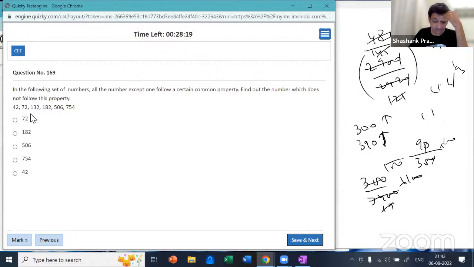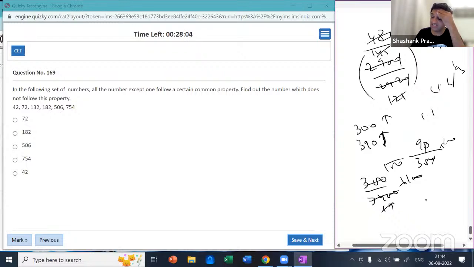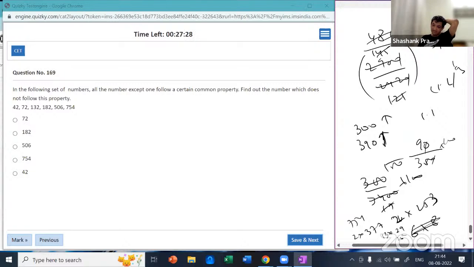Okay, 42, 72, 132, 182, 506, 754. 42, 6 into 7, 8 into 9, 11 into 12. 182 is 2 into 91. 13, 7, 13 into 14. And 506 is 2 into 253. 2 3s are 6. Sorry, 754. Let's see. 754 is 2 into 377. 377, 11, 13, 26. Yeah, 13 into 26, 13 9s are 117. 26 into 29.